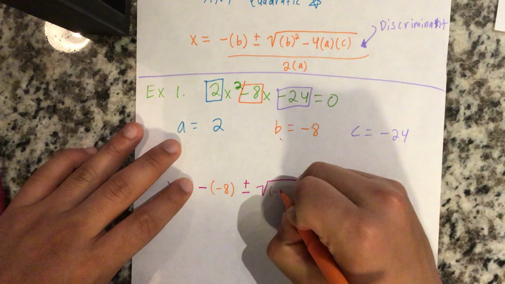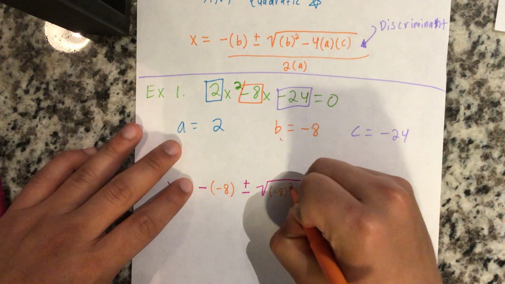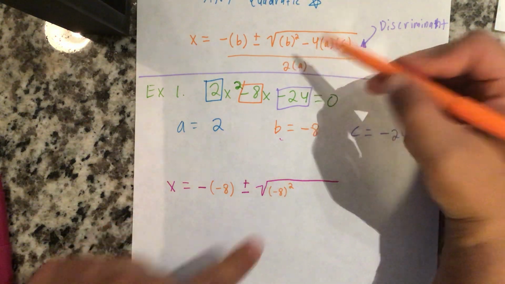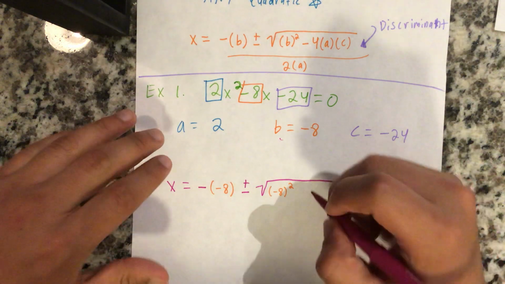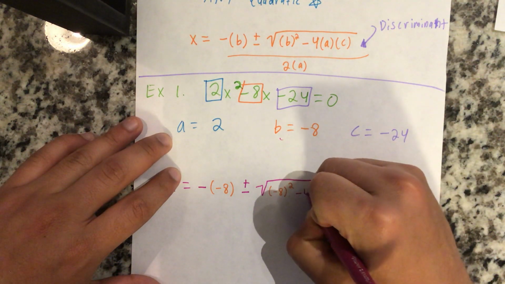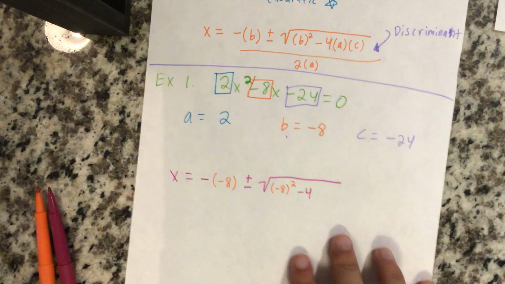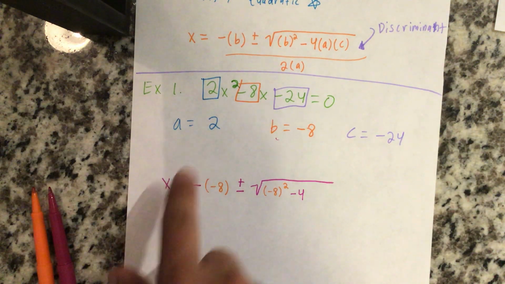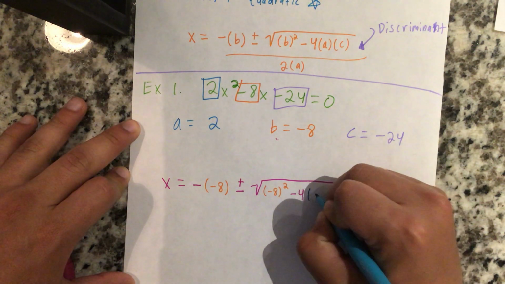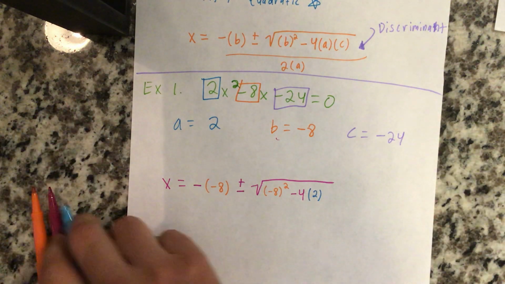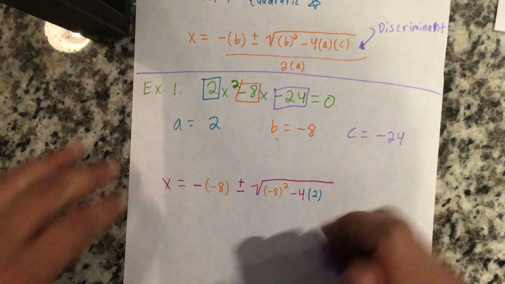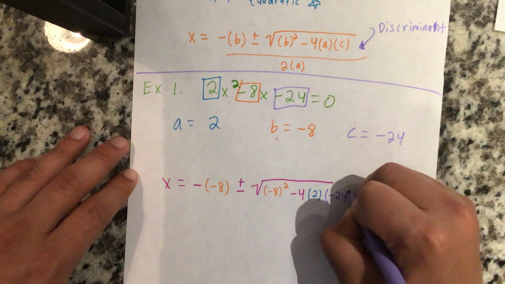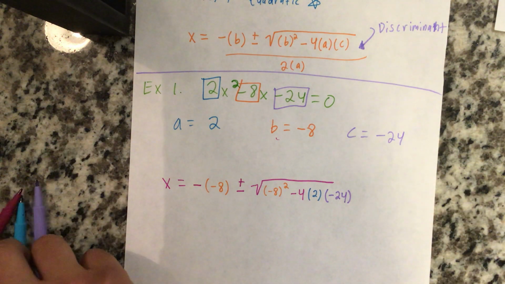So parentheses, negative 8 squared, okay? I'm following along. So I just did the b squared part. Now I have minus 4. So remember, just like yesterday, that stays the same. And then I have parentheses a. So my a is 2. So parentheses 2. And then parentheses c. So parentheses negative 24. Close. Okay? So that is done.